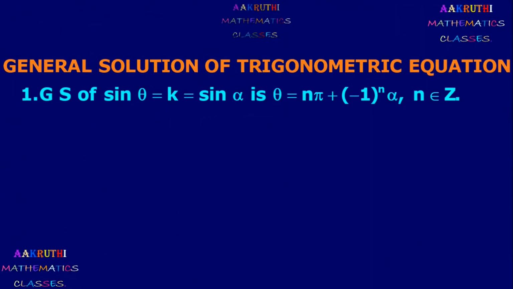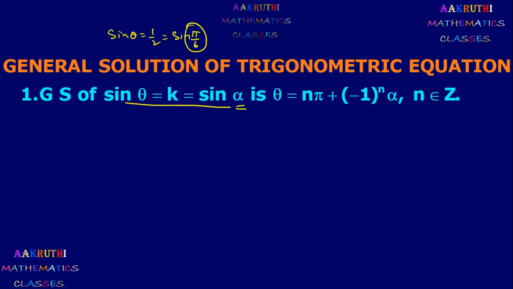Next, the general solution of trigonometric equations. Suppose you consider an equation of the form sin theta equals k. Suppose sin theta equals half, and we can write this as sine of 30 degrees, that is sine of pi by 6. So here we can take alpha equal to pi by 6. We can write sin theta equals k equals sin alpha, where alpha is some known angle. Then the general solution is theta equals n pi plus (-1)^n times alpha, where n is an integer.